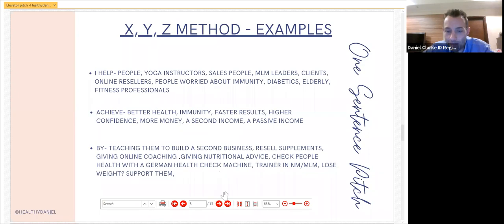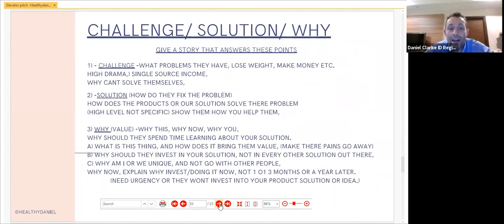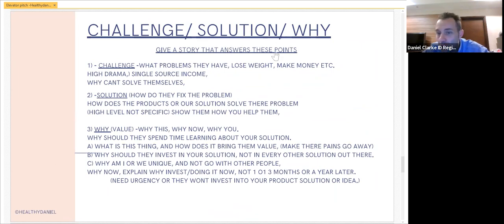And these are some examples that you can use. And you can play around with this, but the less you overthink it, the better. Like Apple added a beautiful one for the business earlier. We can find a really nice one for the health. And then these are the sections here. So a story makes it better, but if you don't do the story, you want to have a challenge. What is the problem that they have? Solution, how do you fix the problem? And the why, what value and why you do that.